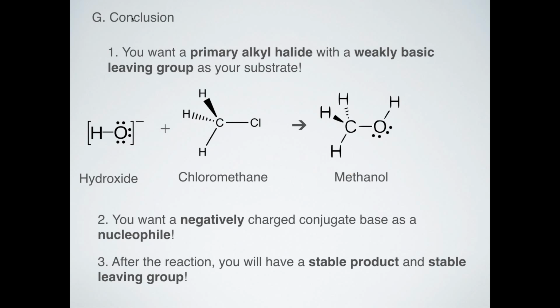Methanol is extremely stable, okay? And you make a very nice and stable leaving group, which would be, in this case, chloride. So again, looking at this picture, everything that we talked about is followed. You have your nucleophile, you have your nice substrate with a leaving group, and then your products are nice and stable at the end.